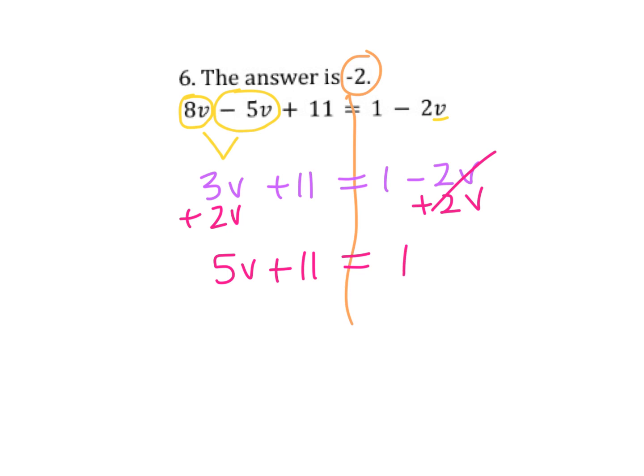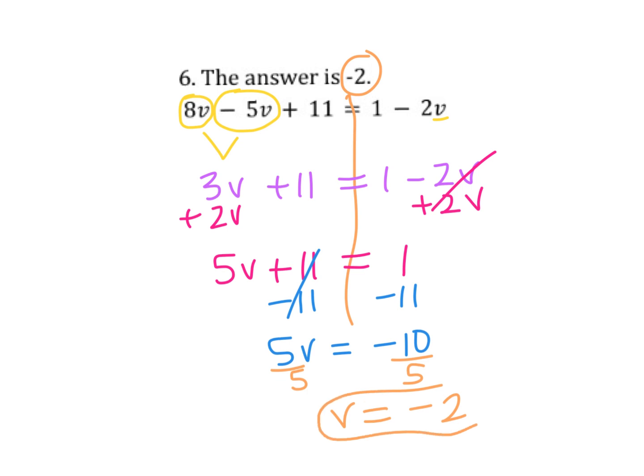And now you should be comfortable here solving a two-step equation. Subtract 11 on both sides. And then our final step, divide both sides by 5. And 10 divided by 5 is 2. A negative divided by a positive is negative 2. So we got it.